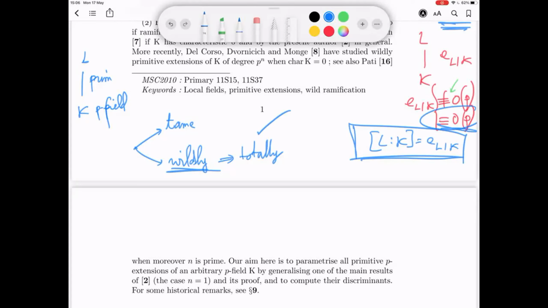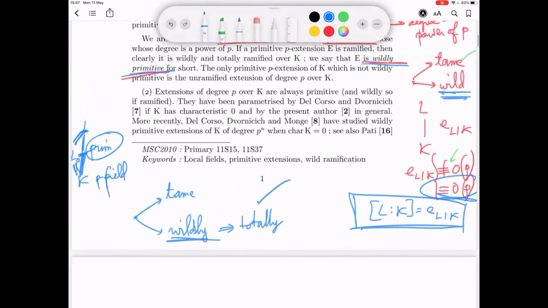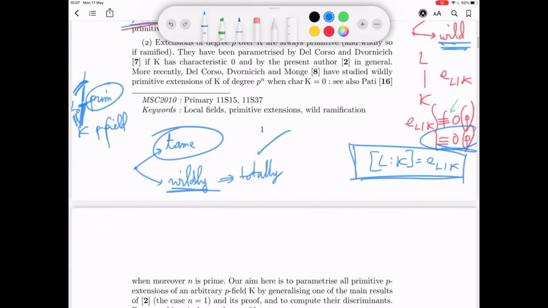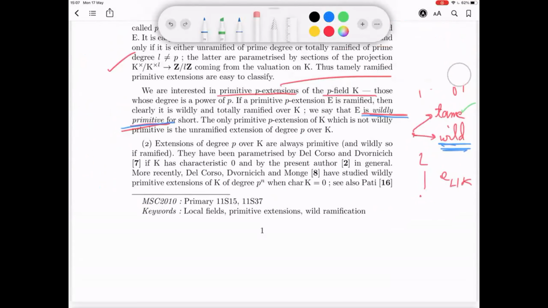Why is that? That's because you always have this intermediate extension, the maximal tamely ramified extension or the maximal unramified extension of K in L. So you always have this intermediate extension. But if L is primitive over K, then this is either equal to this or equal to this. So if you have equality here, then it's totally ramified. If you have equality here, then it's unramified. And if it's unramified, then of course it has to be of prime degree. So that's the case which is already taken care of here. But if it's wildly ramified, then it has to be totally ramified because there can be no intermediate extension, right? So that's why such extensions are also called wildly ramified.